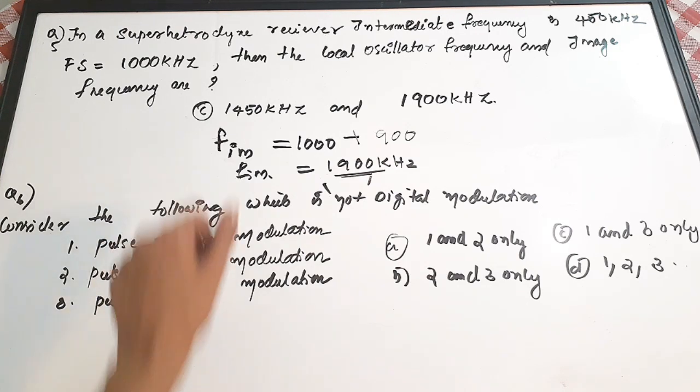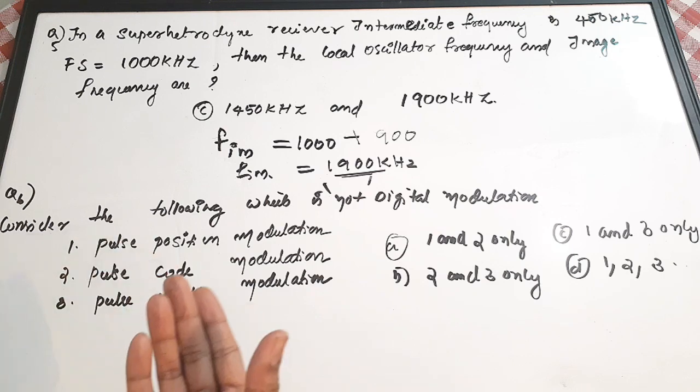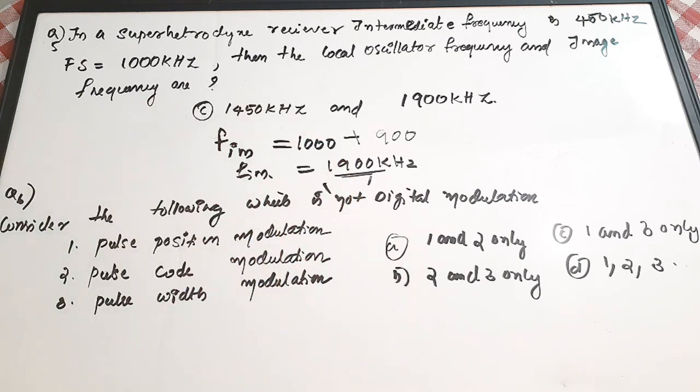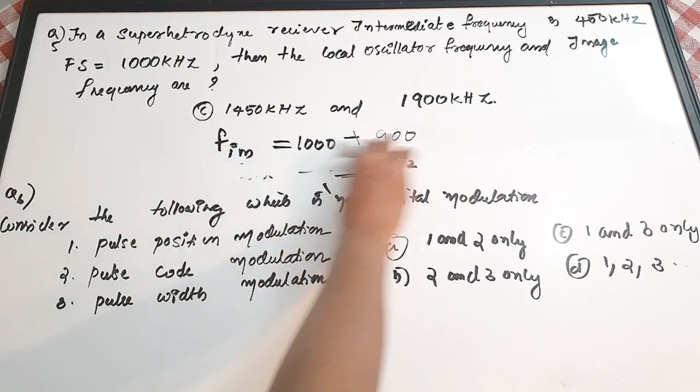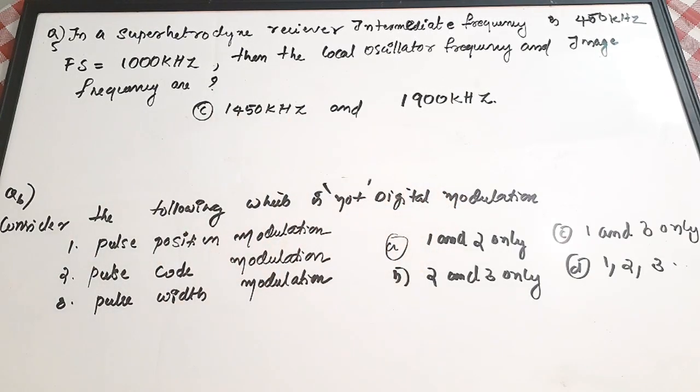Anyway, the answer here is option C, which is 1450 kilohertz and 1900 kilohertz, the local oscillator frequency and the image frequency. I hope the concept of image frequency and intermediate frequency and everything is clear. I hope the equations are also now clear to you. Now moving on to the next question.